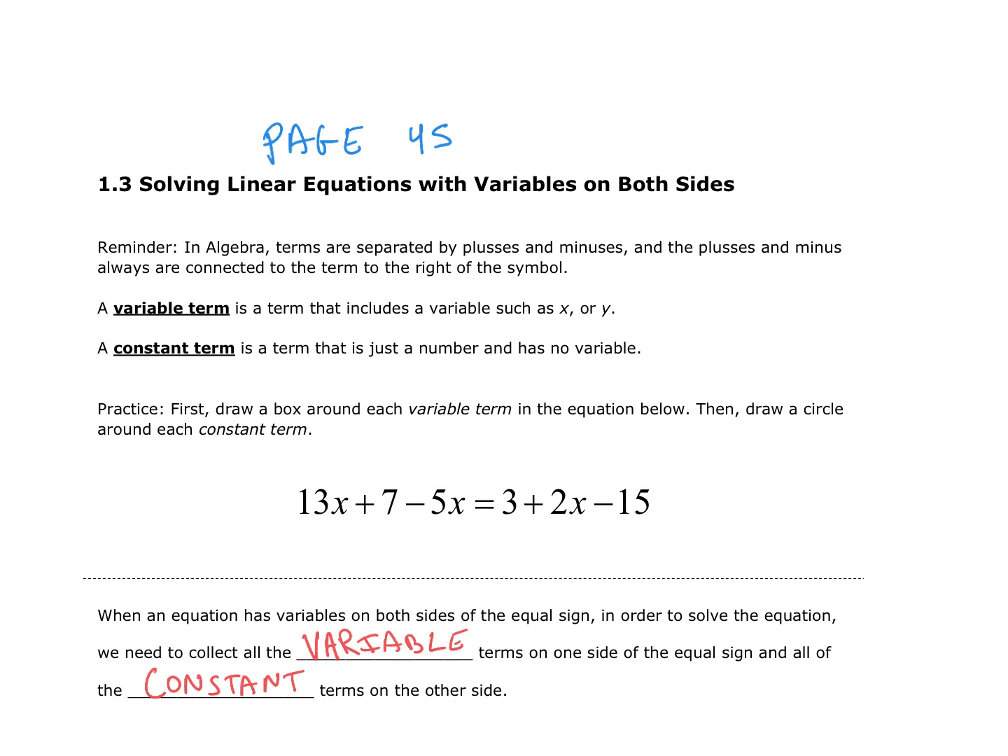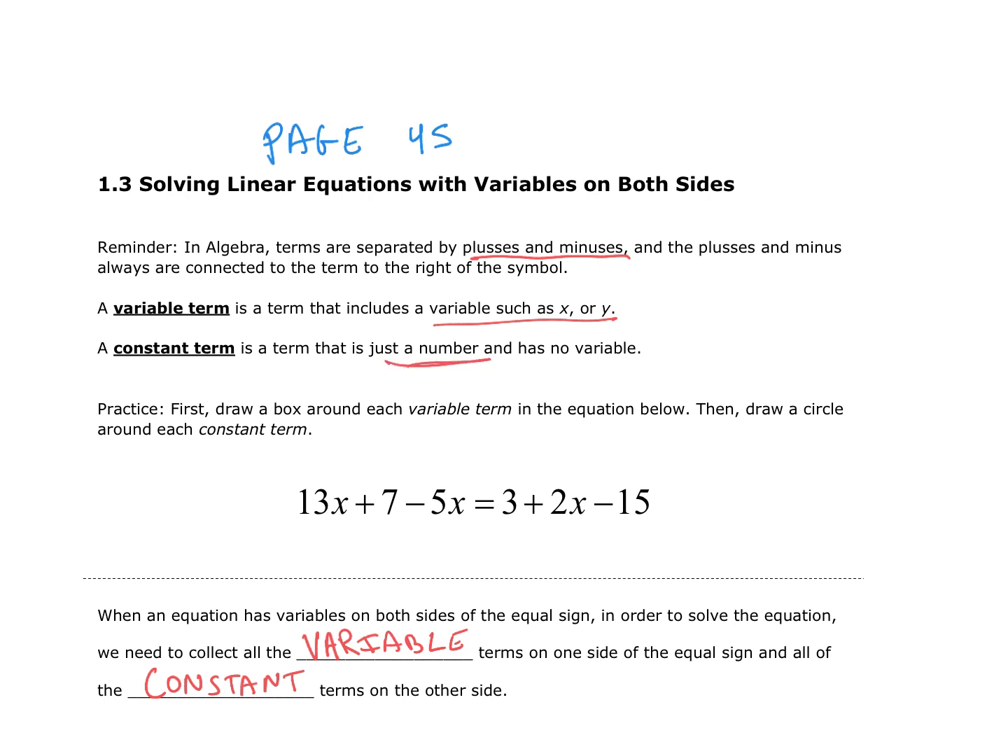We've got two types of terms that we see in linear equations. Terms are always separated by pluses and minuses. We have things called the variable term, which is a term that includes a variable like x or y. And a constant term is just a number, has no variable.